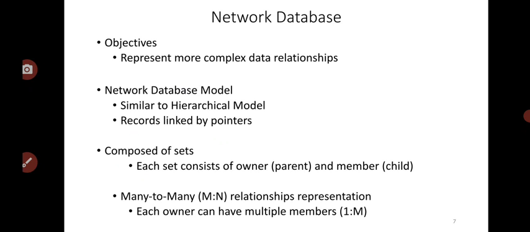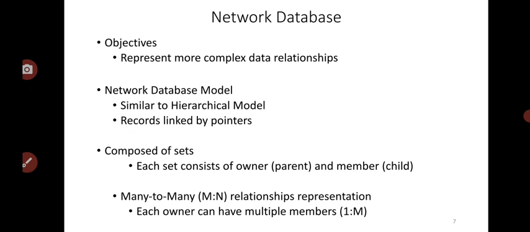Apart from that, m to m and m to n relationships can also be represented by using the network database model. The network database model, similar to the hierarchical data model, has records linked by pointers. Here the pointers are used to represent the different records, composed of sets. Each set consists of an owner, the parent, and a member, the child.